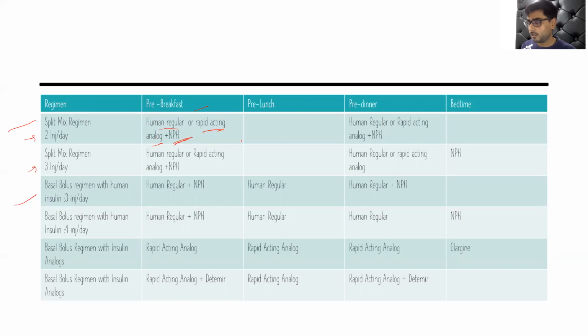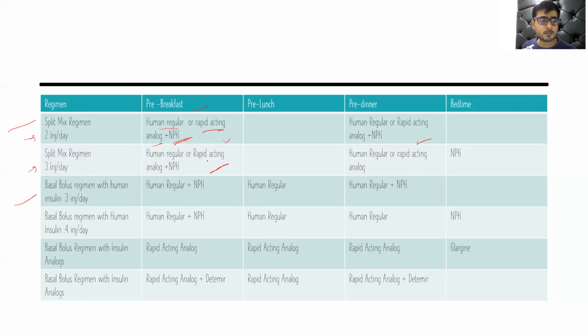We are giving it in pre-breakfast and we are giving it in pre-dinner. So it is the combination of a short acting or a rapid acting insulin along with intermediate acting insulin. In the second type of split mix regime, we are giving 3 injections per day. What is the difference between these two regimes, the 2 injections per day and the 3 injections per day?